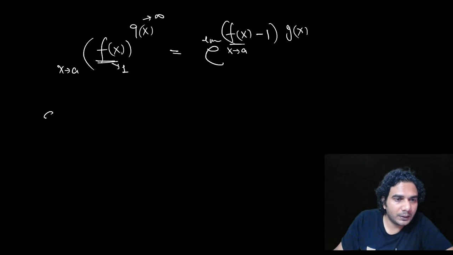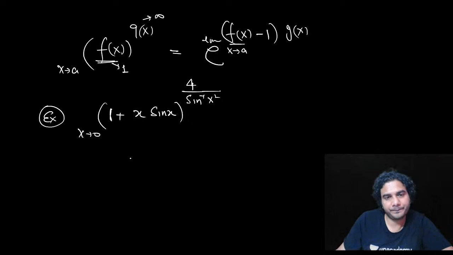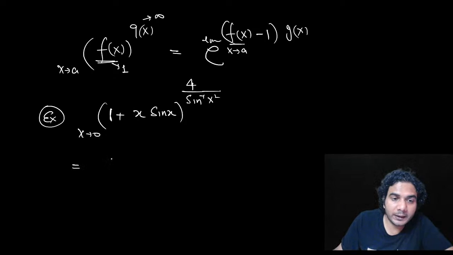For example, I'll give you one example. Say it is (1 plus x sine x), and here the power is 1 upon sine inverse of x square, with x approaching 0, and the numerator is 4. So what will we write? We'll write e raised to, where this whole thing is your f(x).